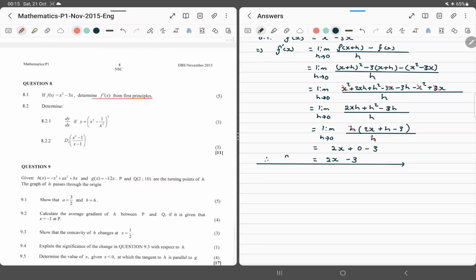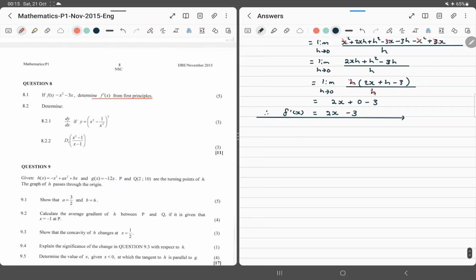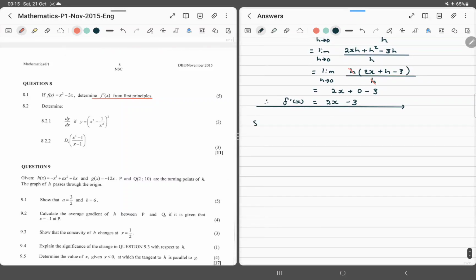So we can make our conclusion that our f prime of x is that. Of course, using the power rule, this is basically 2x minus 3. So we know we've done it. I'm not even going to say where the marks are. It is inconsequential.